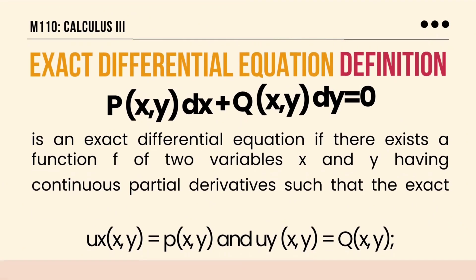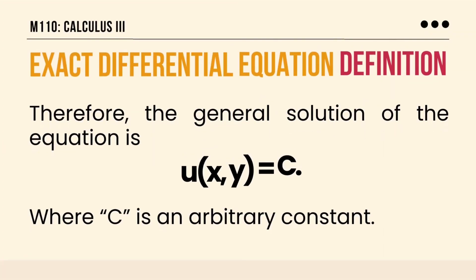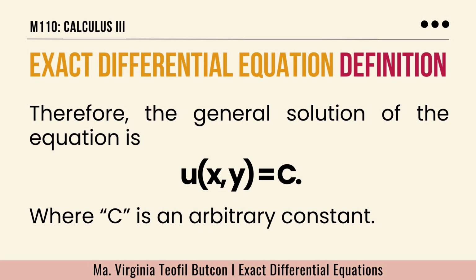The differential equation in the form P(x,y) dx plus Q(x,y) dy equals 0 is said to be an exact differential equation if there exists a function u of two variables x and y having continuous partial derivatives such that u_x(x,y) is equal to P(x,y), and u_y(x,y) is equal to Q(x,y), and its solution is the function u(x,y) equals C, where C is an arbitrary constant.